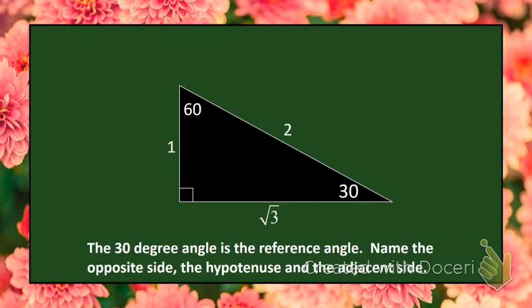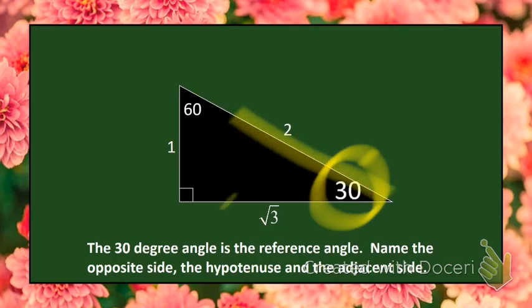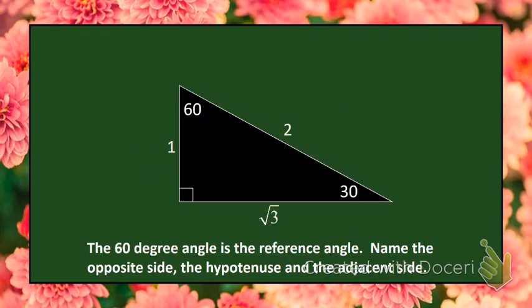In this example, they tell us the 30-degree angle is the reference angle. So I circle the reference angle. The two sides that make up the 30-degree angle are there. The longer of the two sides will be the hypotenuse. The other side will be the adjacent, and the remaining side will be the opposite.